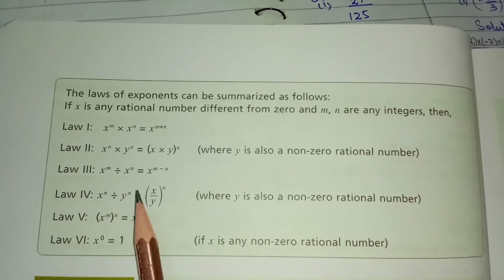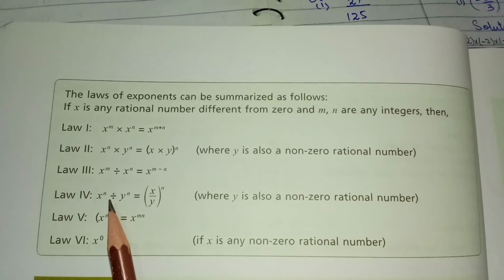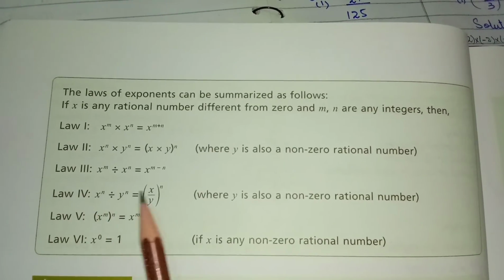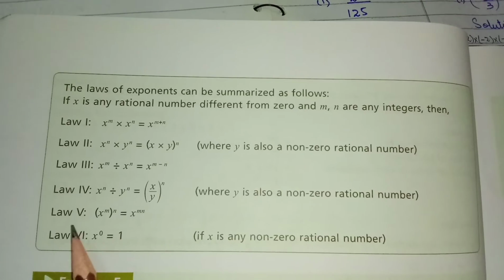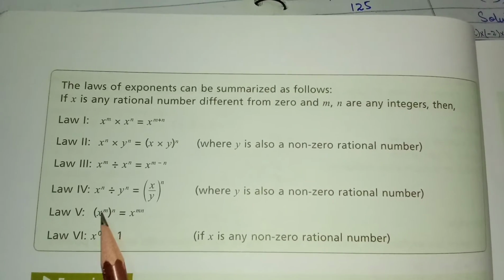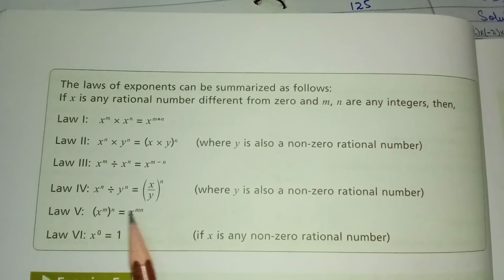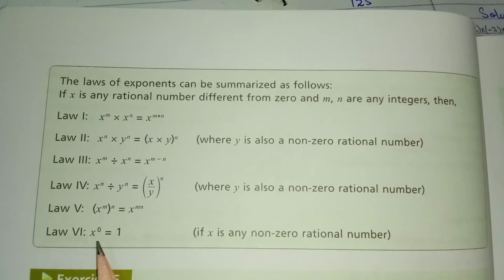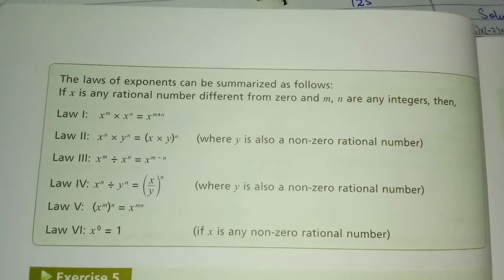If the bases are different and the powers are the same and there is a division sign between them, then we can write it as x over y whole power n. Law number 5, the power law: if the powers are in multiple, then we simply multiply the powers, m n. The law number 6 is x power 0 is equal to 1.